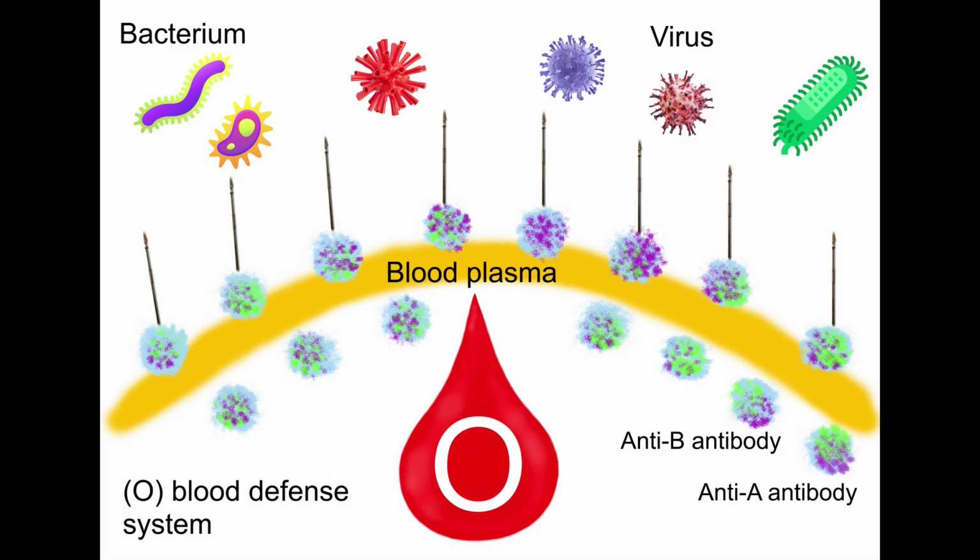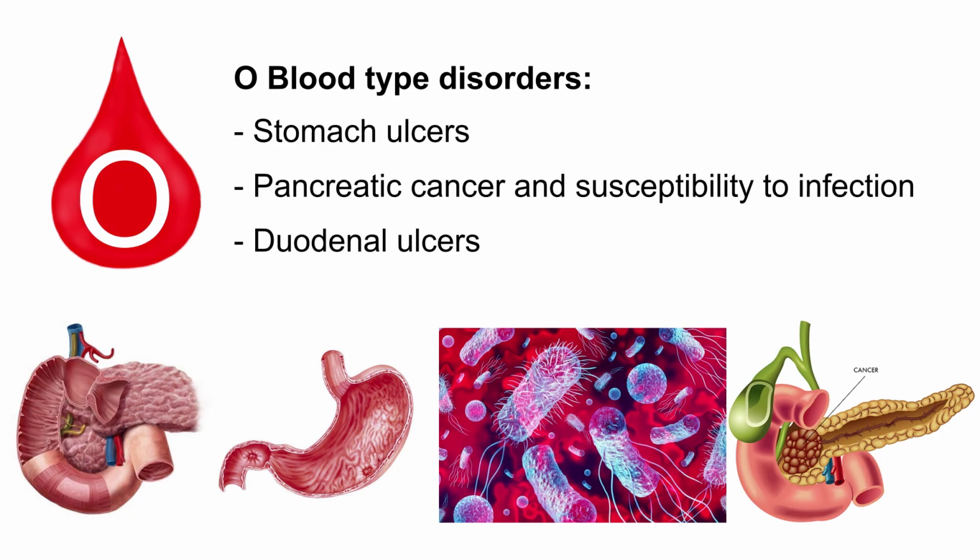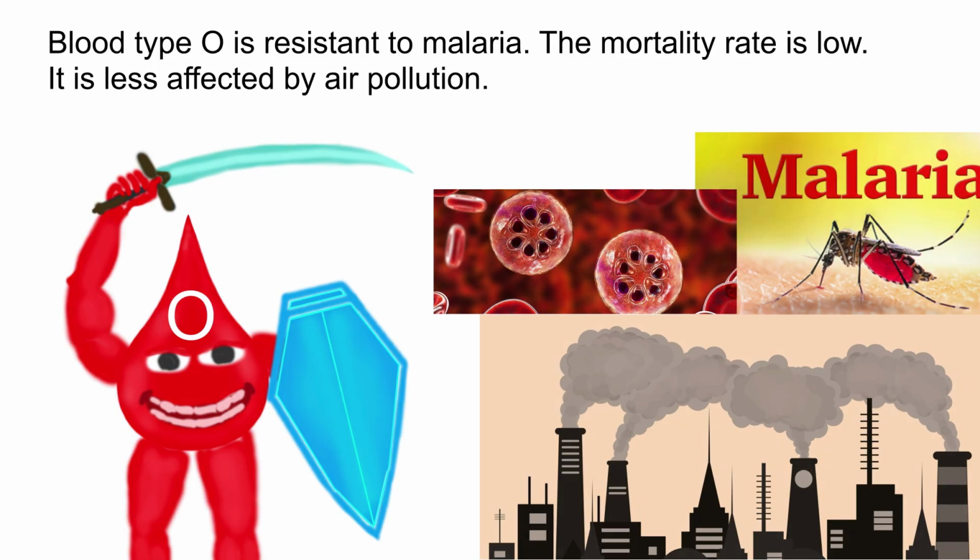O blood type, thanks to the high levels of anti-A and anti-B antibodies in its plasma, provides a very rapid and strong first defense response against foreign microorganisms and viruses. It is linked to a 40% higher incidence of duodenal ulcers, especially in individuals who do not secrete water-soluble antigens. Stomach ulcers are also more common in O blood type individuals. O blood type has a natural protection system against severe forms of malaria. The risk of dying from malaria is lower than in other blood types.